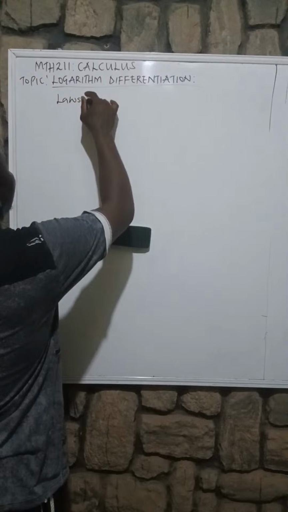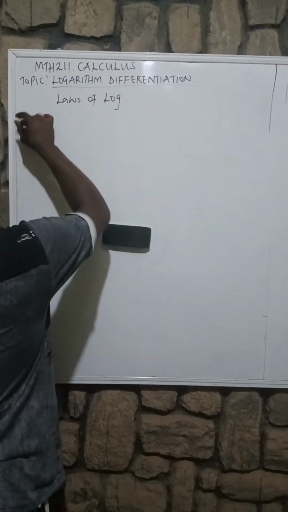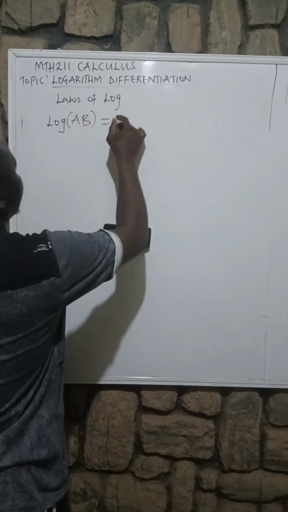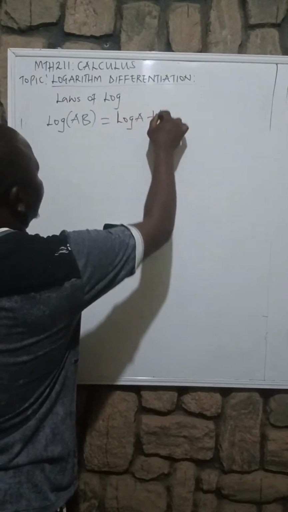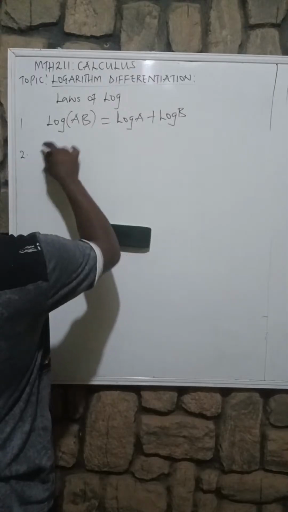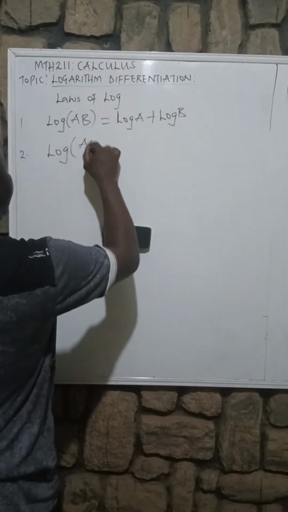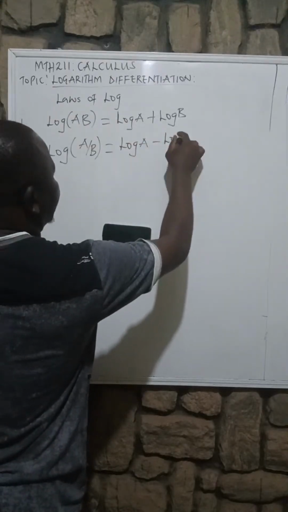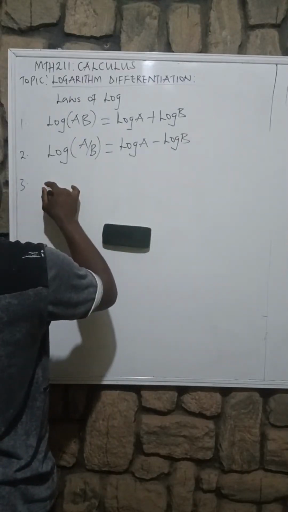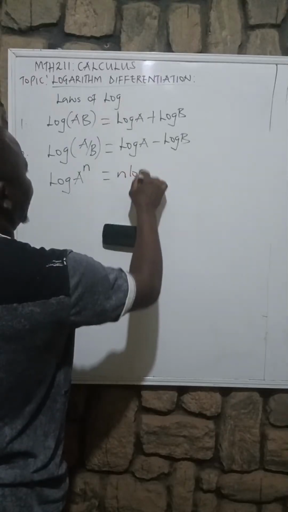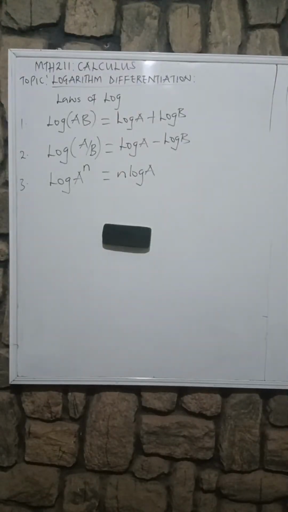the three laws of log. 1. If we have log AB, this is the same thing as log A plus log B, true or false? Do you agree with me? 2. If we have log A over B, this implies that this is log A minus log B, true or false? 3. If we have log A raised to power n, this is the same thing as n log A. Do you agree with me? You agree with me, right?